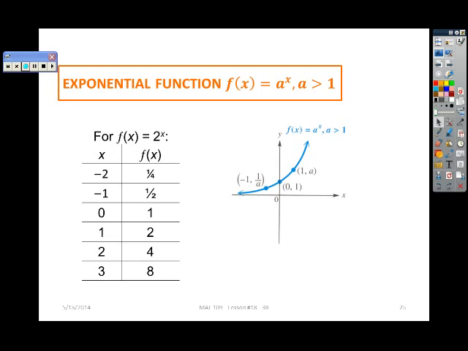It also will always go through the points -1 and 1 over a. In this case, -1 and 1/2. It will always go through the point 0, 1. No matter what the base is, it goes through the point 0, 1. It will also always go through the point 1, a. And so this would be 1 and 2 for this one.